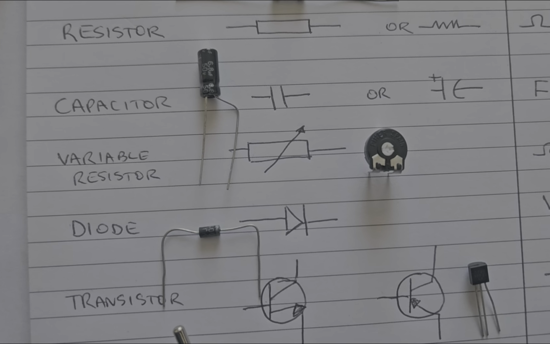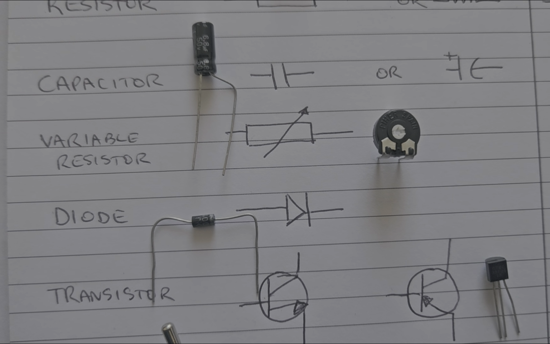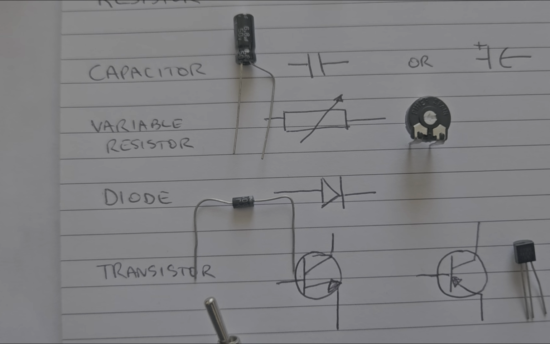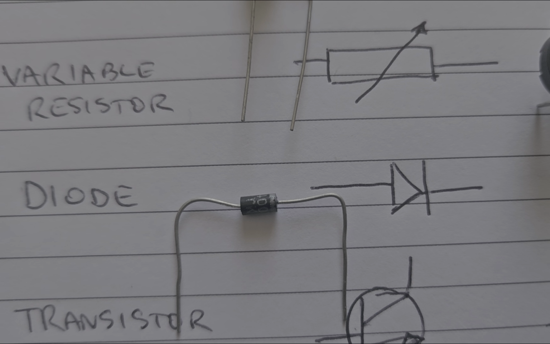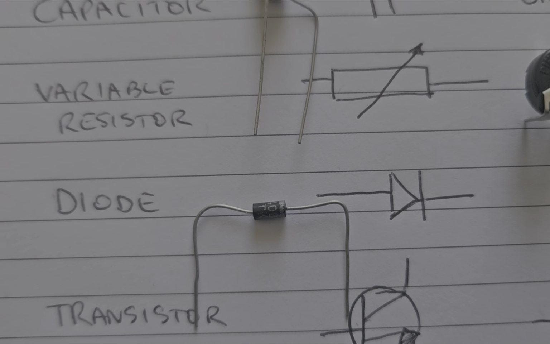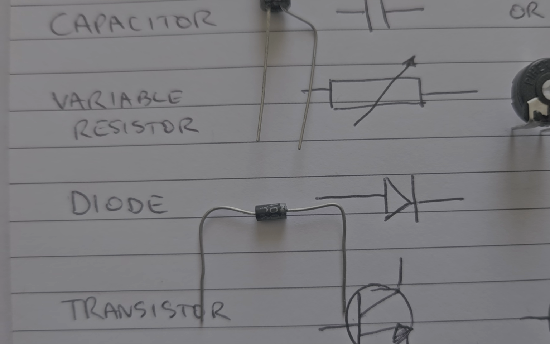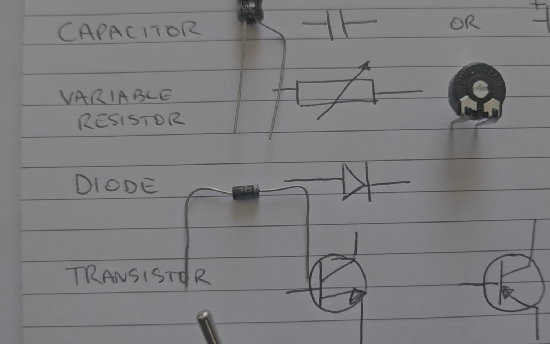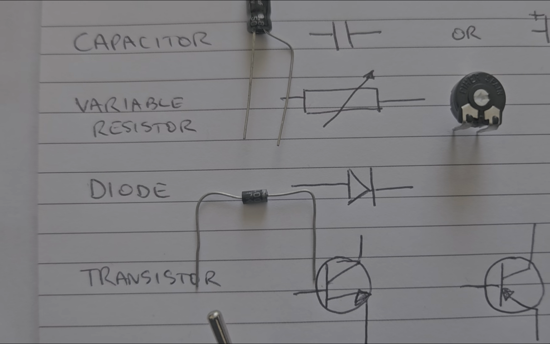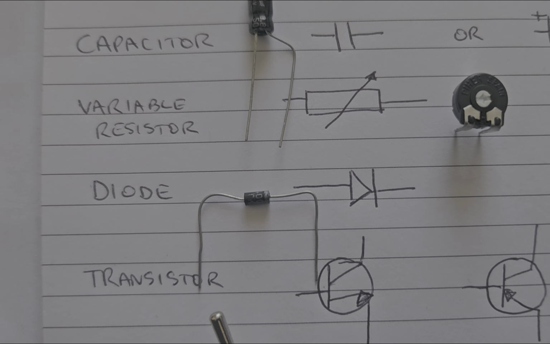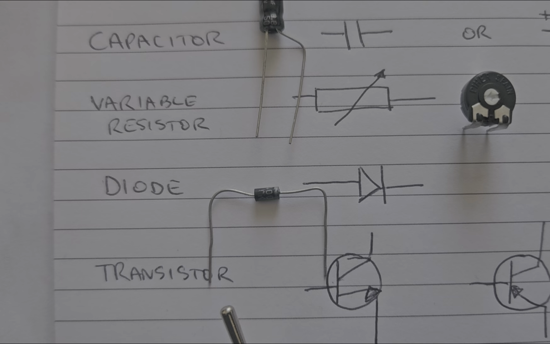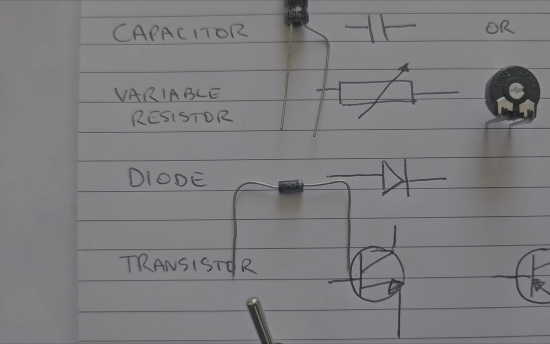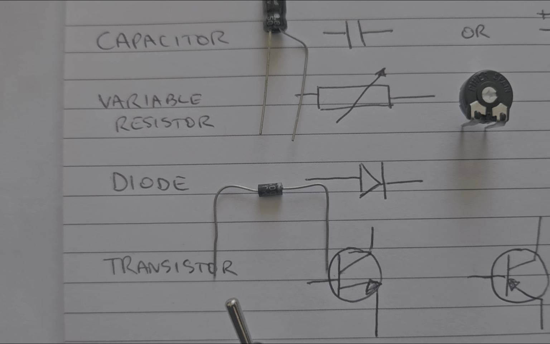Then the fourth component is the diode. Very useful component. It's a semiconductor device. Of the two legs of a diode, the one with a grayish mark on the right is the cathode, and the one that is unmarked is the anode. One special thing about the diode is that it allows current to flow in only one direction. It is very useful for rectification, when you want to change alternating current to direct current, because it will only allow current to flow in one direction and not the other direction.